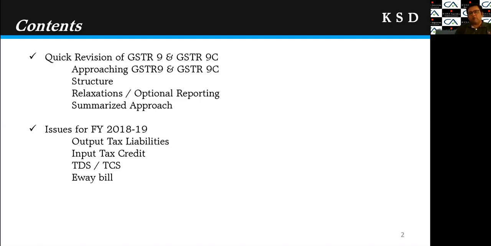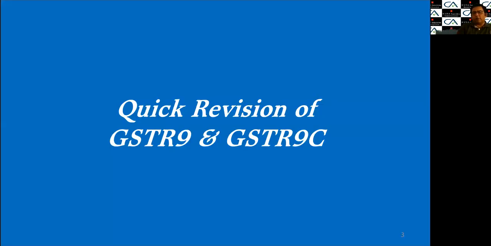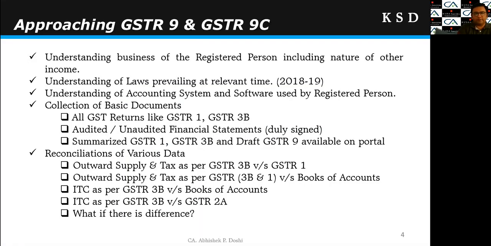Right, so this is about the quick revision of GSTR 9 and 9C. We will do it in around 20 minutes, and then we will go to the specific issues for financial year 18-19. In specific issues, we will cover output tax liabilities and input tax credit. There are issues with reference to TDS and TCS, and then there are issues with reference to e-invoicing. Right? So let's start with the first part of the session, the quick revision of the GSTR 9 and GSTR 9C.